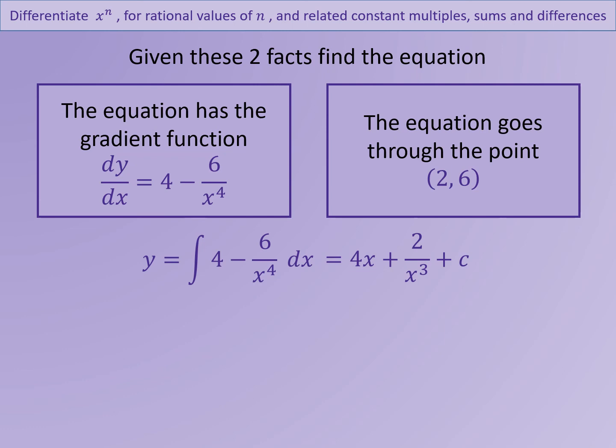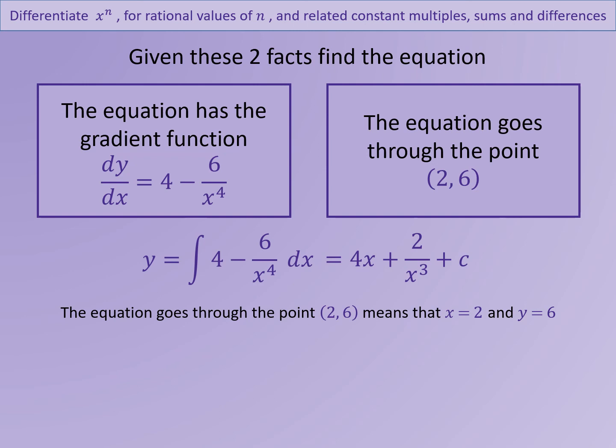Well, I'm going to do it because I know a point that the curve passes through. And that point that the curve passes through has an x value of 2 and it has a y value of 6. So I can substitute those 2 values into my equation, and that will allow me to find the value of c.